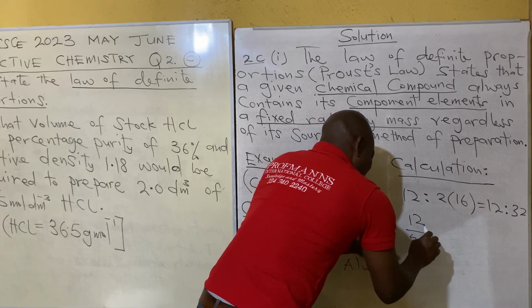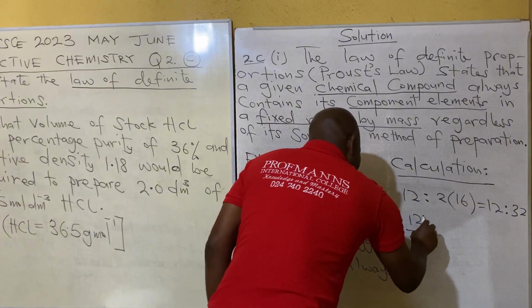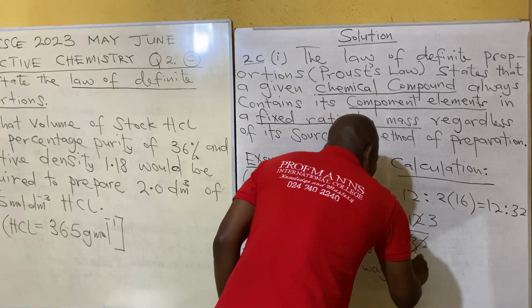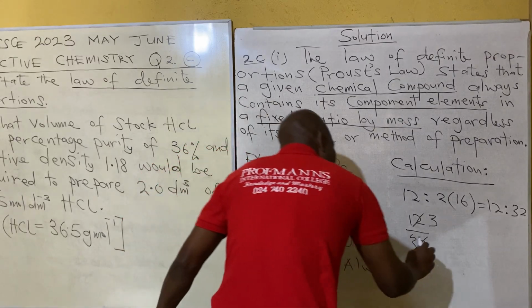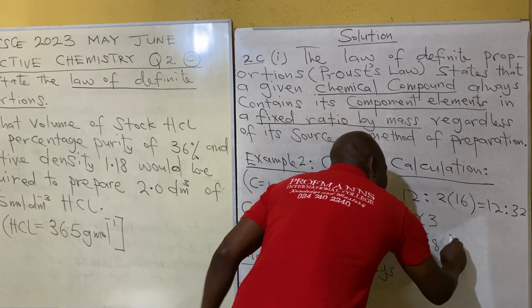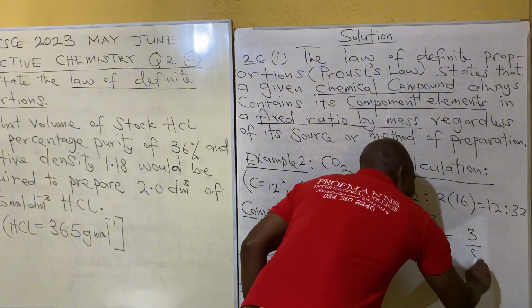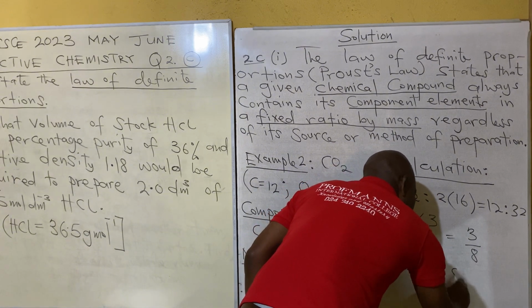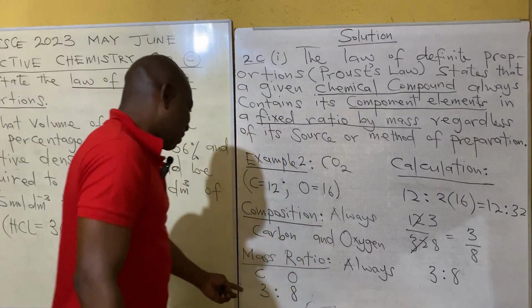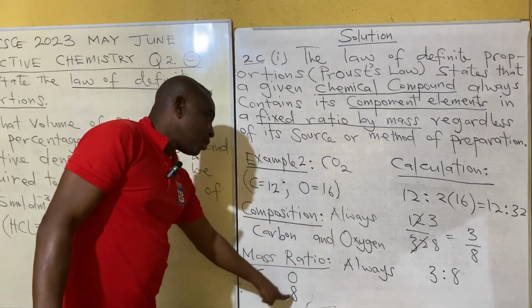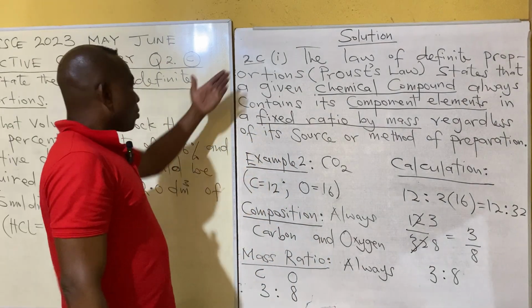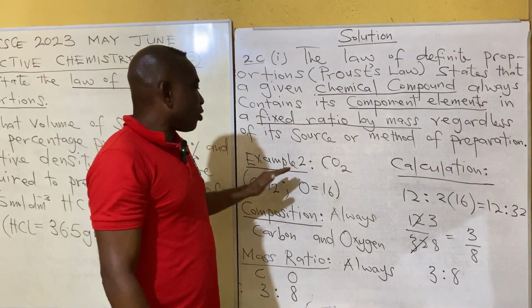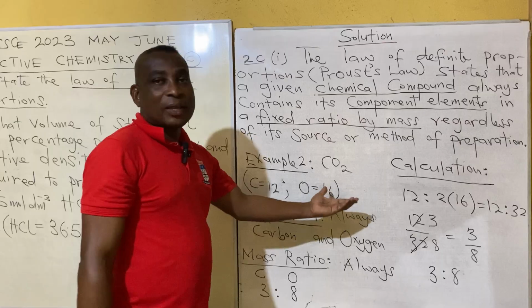4 goes into 12, 3. 4 goes into 32, 8. So it becomes 3 over 8, so we have 3 is to 8. That is how we got the ratio 3 is to 8. In this question, you are only to state the law and not the computation that I included here.